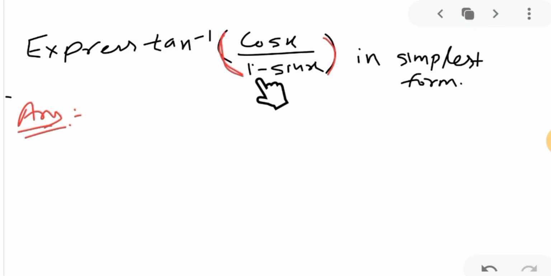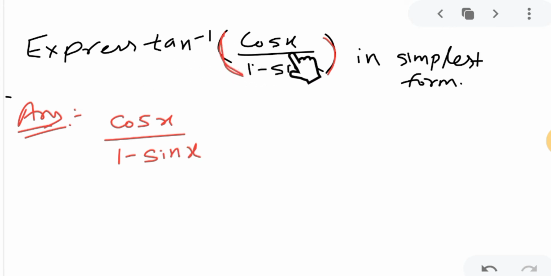So first I will try to solve the inside portion. I will solve it first, and try to get this in tan form. Then only I can simplify. Tan inverse of tan of something, then tan will go and x will remain. So first I will simplify this.